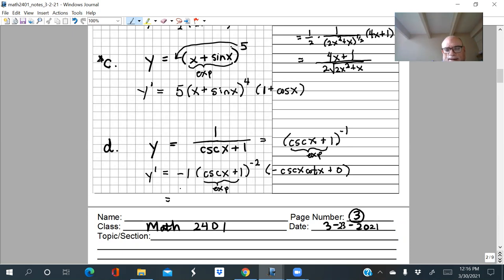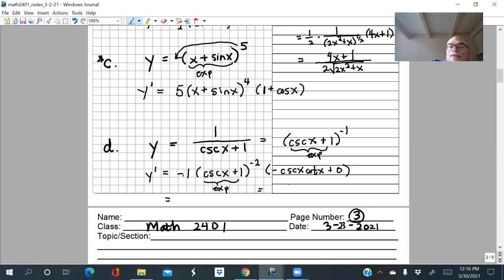All right, let's see. How can I rewrite this? Well, I can take this minus times this minus, and that will give me plus. So the minuses will disappear. Of course, this 0, I can erase that. And then this cosecant of x plus 1 to the minus 2 power, I can move that into the denominator so that I can change this negative 2 to positive 2.